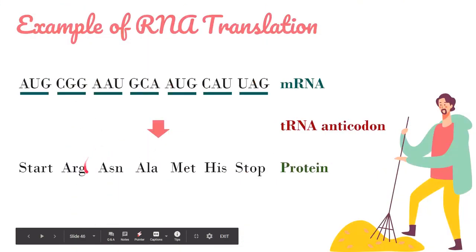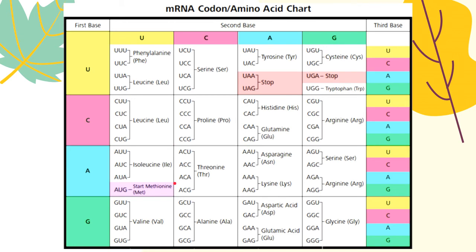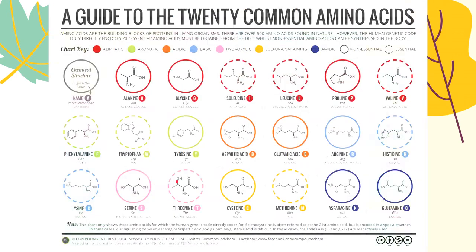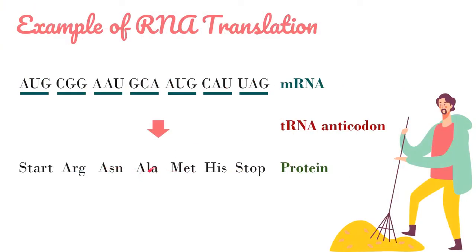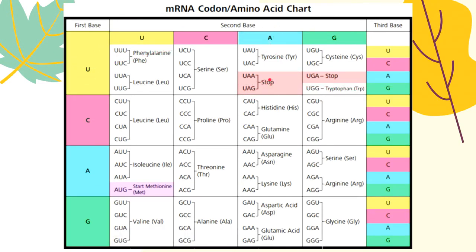Another example, GCA. So the first letter is here, G. Then C is the second letter here, and then A. Oh, it's being covered. GCA corresponds to alanine. So you write alanine or ALA as the amino acid. How about UAG? U A G. So it is a stop codon.